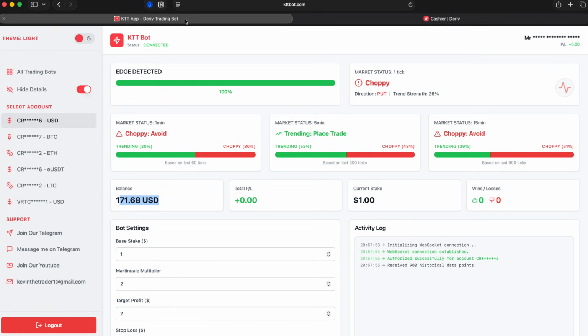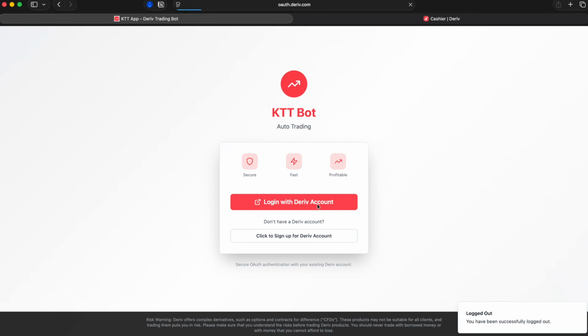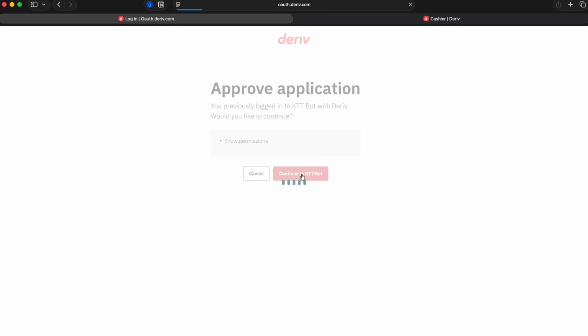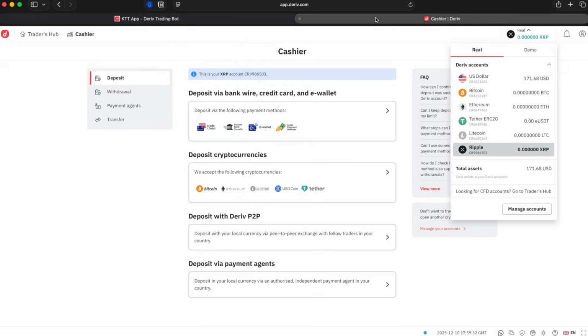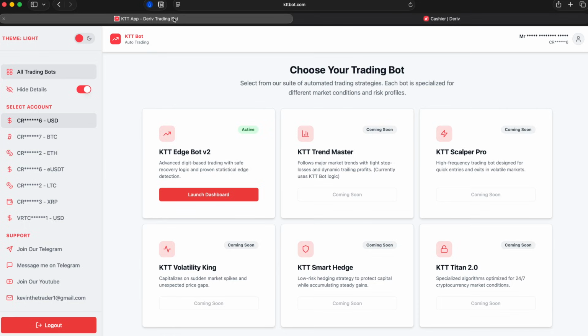So when I come to my bot here, let me just log out and log in again. I now have XRP, right? I now have an XRP account here. So you have seen that. I have a Ripple account, which is XRP. These are the numbers of my accounts. Now you also see them here. This is my real name of my account.